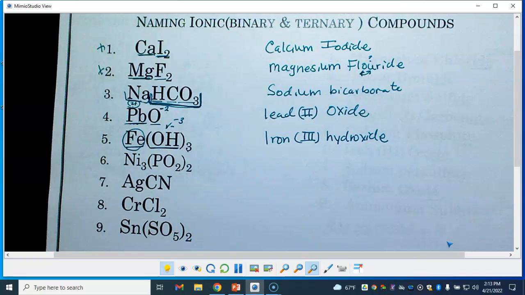And I could be wrong, but I think on the bottom of your polyatomic ion chart, there is a Roman numeral little guide, isn't there? All the Roman numerals? Okay.